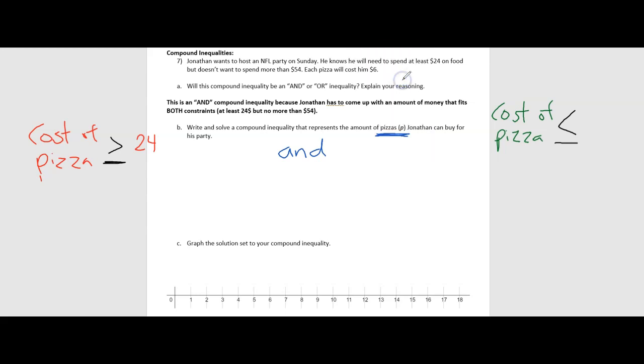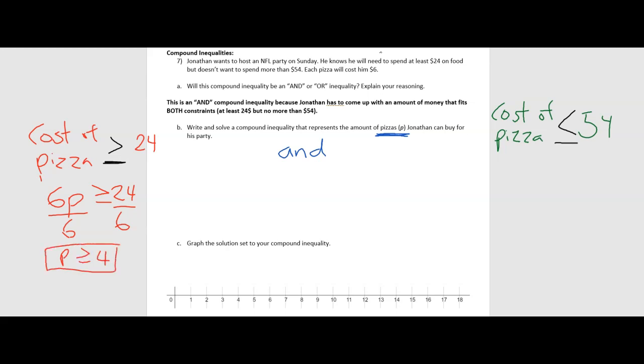And the cost of pizza has to be less than or equal to $54. So what is the cost of the total pizza he buys? Well, there's $6 per pizza, right? So that's $6 times the amount of pizzas, which is going to be represented by P. So 6P is greater than or equal to 24. I solve by dividing both sides by 6, and I get P is greater than or equal to 4.